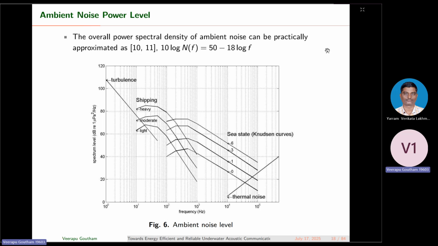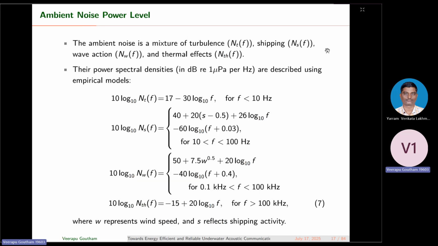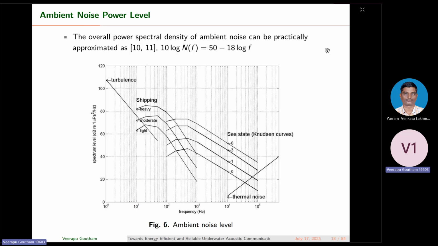In these papers, based on these frequencies, they approximated and have given one formula, 50 minus 18 log f. Instead of using all these formulas, we can approximate the ambient noise as 50 minus 18 log f. The figure follows this one. The structure will follow like this. Like that, they have approximated this ambient noise power level.